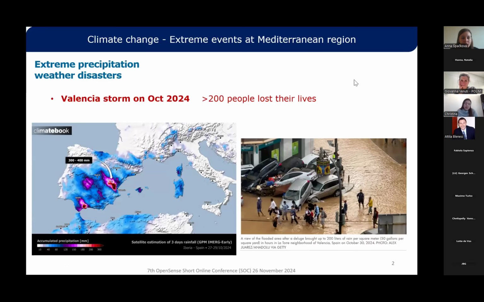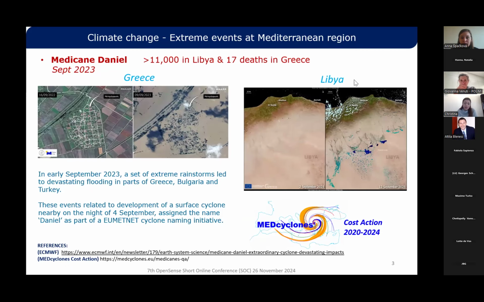So you'll know that during the last 25 years or so, the number of extreme weather events has increased dramatically due to climate change. One example is the very recent event in the Valencia region in Spain. These events have caused thousands of deaths and economic losses. Another similar event was last year, when the Daniel storm caused large flooding in Greece and Libya.